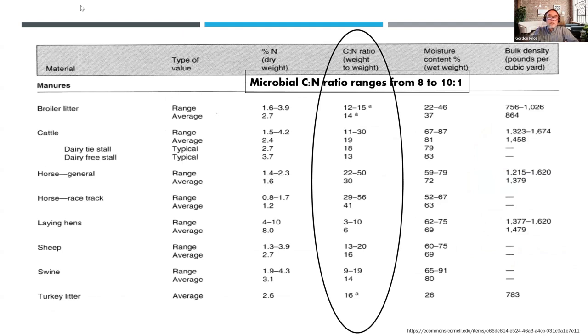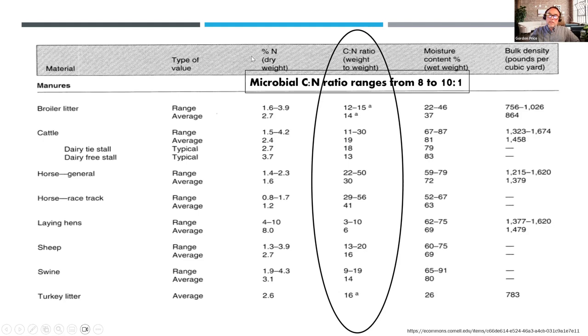So when we think about the carbon to nitrogen ratio specifically, I showed a table like this in the last session, the last webinar that I presented. We can see that there is quite a range of C to N ratios: 12 to 15 for broiler litter. For laying hens, it's 3 to 10. Sheep 13 to 20, swine 9 to 19, cattle can range between 11 and 30 to 1.